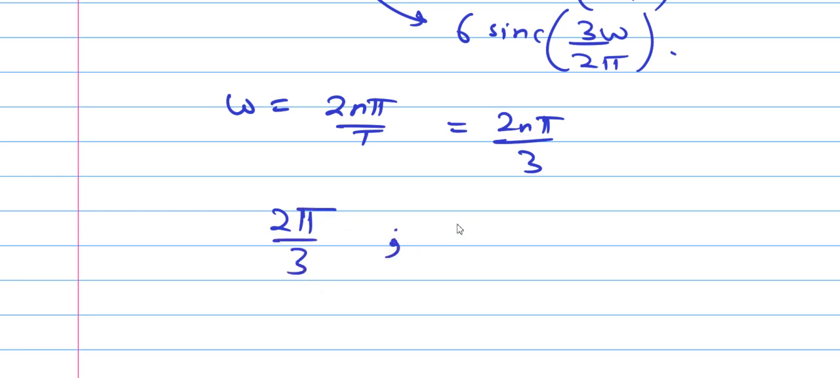So second frequency will be 4 pi by 3. Put n equal to 3. So third answer will be 6 pi by 3, that means 2 pi. Okay, so these are the frequencies at which our Fourier transform answer is 0.